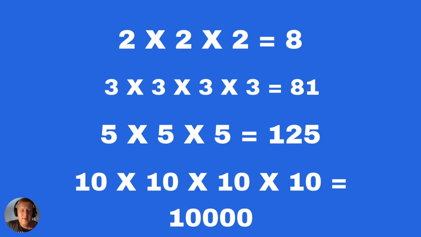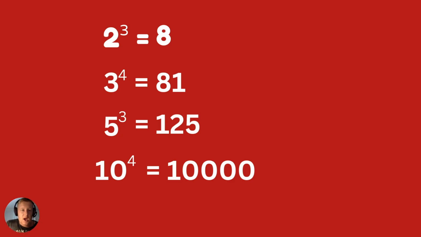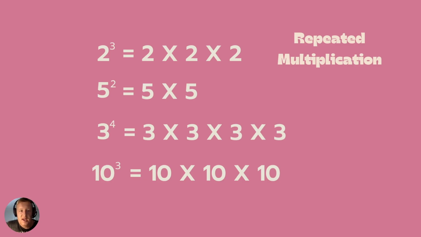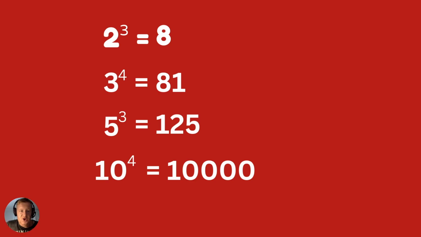But does it seem good to do repeated multiplication like this? Well, there are easier ways to do the multiplication repeatedly, like this. 2 over the power of 3 equals 8, or 3 over the power of 4 equals 81, and so on. Because 2 over the power of 3 equals 2 times 2 times 2, or 5 over the power of 2 equals 5 times 5, or 3 over the power of 4 equals 3 times 3 times 3 times 3, and 10 over the power of 3 equals 10 times 10 times 10. And it gives you these final answers.